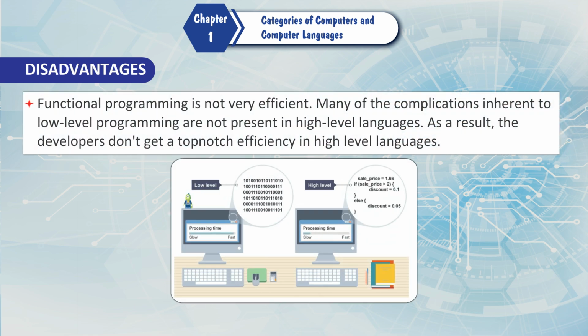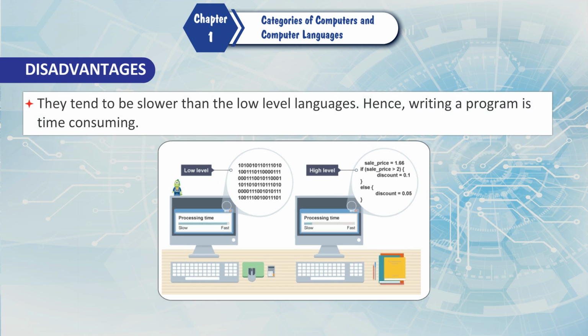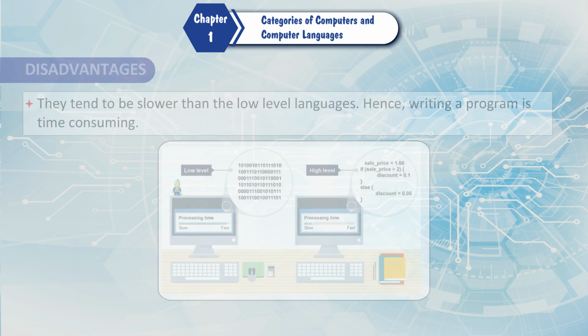Disadvantages. Functional programming is not very efficient. Many of the complications inherent to low-level programming are not present in high-level languages. As a result, the developers don't get top-notch efficiency in high-level languages. They tend to be slower than the low-level languages. Hence, writing a program is time-consuming.